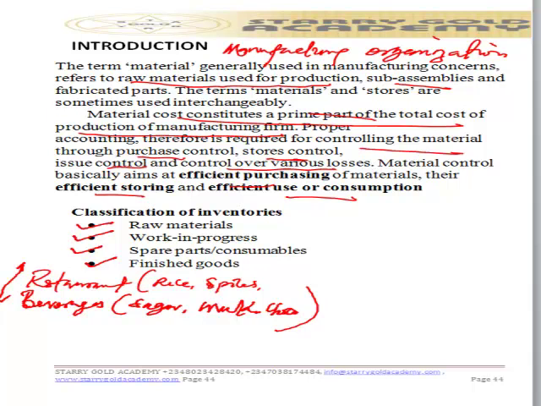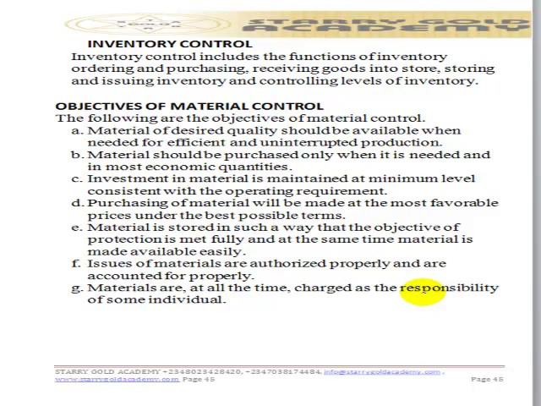So we are going to take a step further to discuss what we call inventory control. So how do we control our materials? Inventory control includes the functions of inventory ordering, purchasing, receiving goods into the store, storing and issuing inventory, then controlling the levels of inventory. Now let's bring out what this control is talking about. Making an order as well as buying materials, you need to control, because if you do not control the quantity of materials you want to order, or you do not control the purchase price, it is likely going to result in a high cost of purchase or high cost of materials.